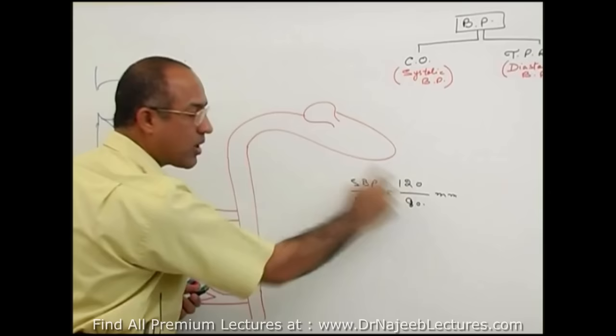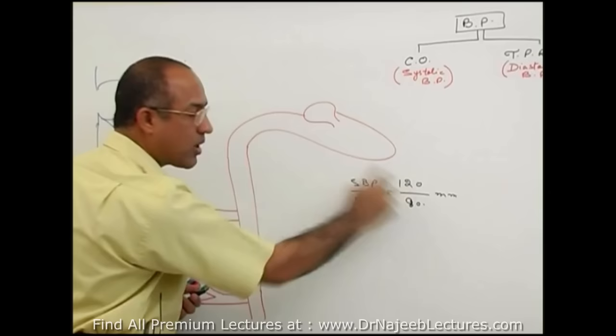That if we increase total peripheral resistance, diastolic blood pressure will go up. And if we decrease total peripheral resistance, diastolic blood pressure will go down. So what did we learn up to now? The diastolic blood pressure is mainly dependent on total peripheral resistance.